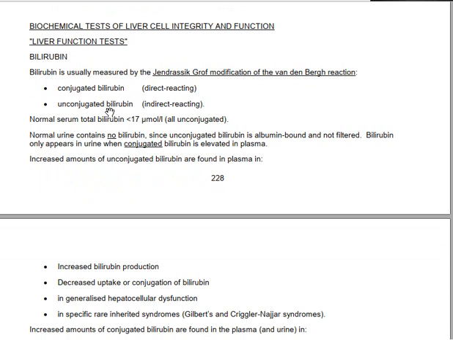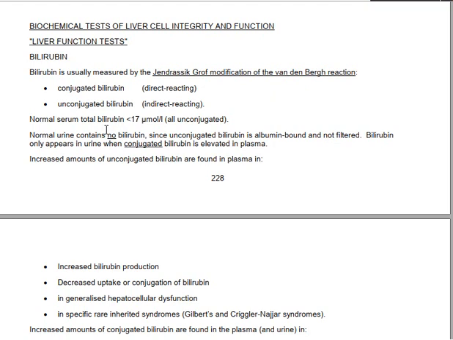Now the normal total bilirubin is going to be less than 17 micromole per liter or less than 3 milligram per deciliter. So normal urine contains no bilirubin. Normally urine does not contain any bilirubin. No conjugated bilirubin is found there. What is found inside urine is normally urobilinogen. So no bilirubin should be found in urine, since unconjugated bilirubin is albumin bound. Is it clear? And it's not filtered.